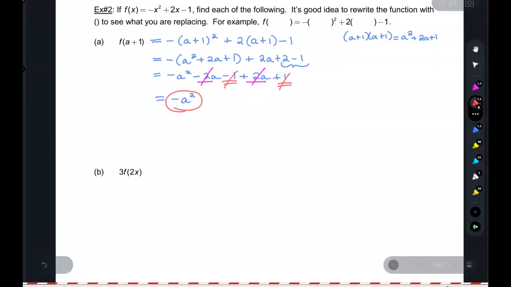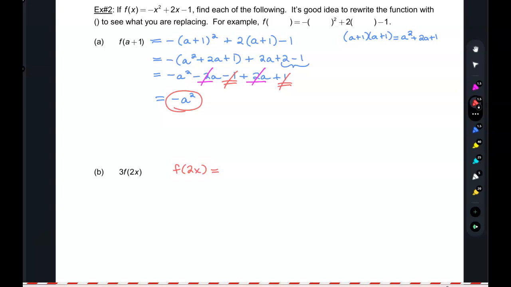How about the next one? Okay, here's what I would do first. I would figure out f of 2x first, and then multiply everything by 3. Oh, that works. Yeah. Absolutely. Let's take care of that 3 last. Take care of the f of 2x, and then we'll multiply by 3.